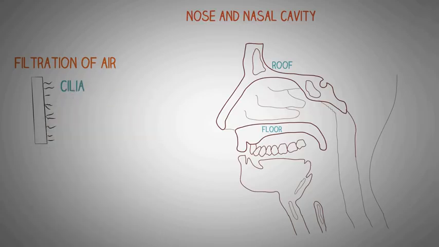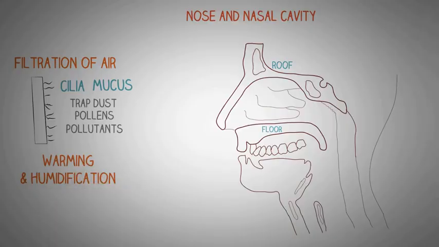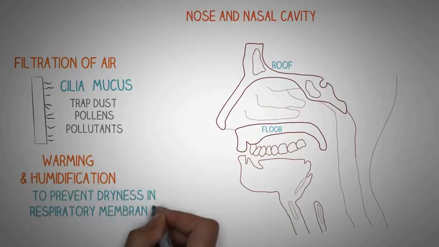The filtration of air is also facilitated by the mucus which is secreted by the nasal walls. This traps dust, pollens, as well as other pollutants present in the atmospheric air. The other job that the nasal cavity performs is warming and humidification of the air, which prevents dryness in the respiratory membranes.